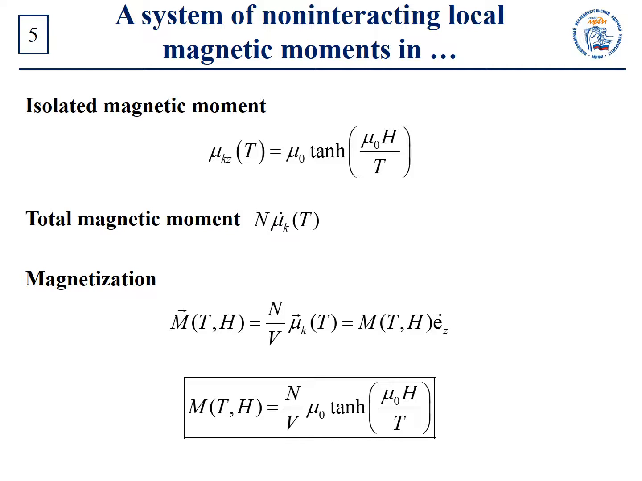Remember that we consider the case that every magnetic moment in the system is associated with spin which is equal to 1/2. Then the value of mu kz of T for an isolated magnetic moment has the following form, we already know this, while the projections on x and y axis are equal to 0. Since all magnetic moments are identical, the total magnetic moment of the system consisting of capital N magnetic moments is N mu k of T, so we can obtain the magnetization.